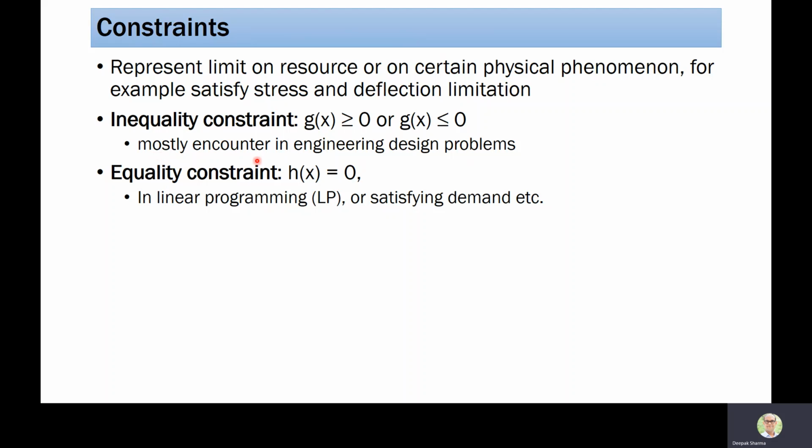These constraints are generally encountered in engineering design problems. Then we have the equality constraint, h of x is equal to 0. In this constraint, you can see that the left hand side is equal to the right hand side. Such a constraint we will see in linear programming, that is our next chapter.